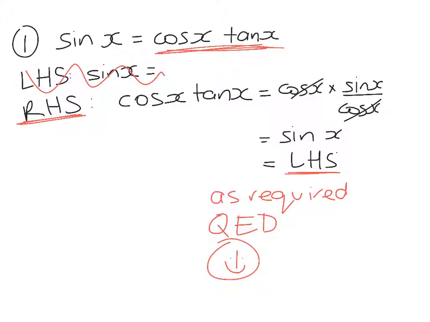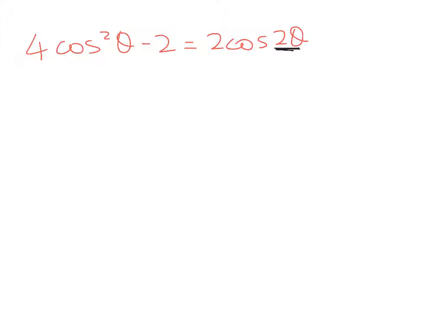Okay, on to the second one. So they're cranking up a little bit. This one is 4 cos squared theta minus 2 equals 2 cos 2 theta. So we're going to use our double angle formulae here. So this time we'll start on the left-hand side.